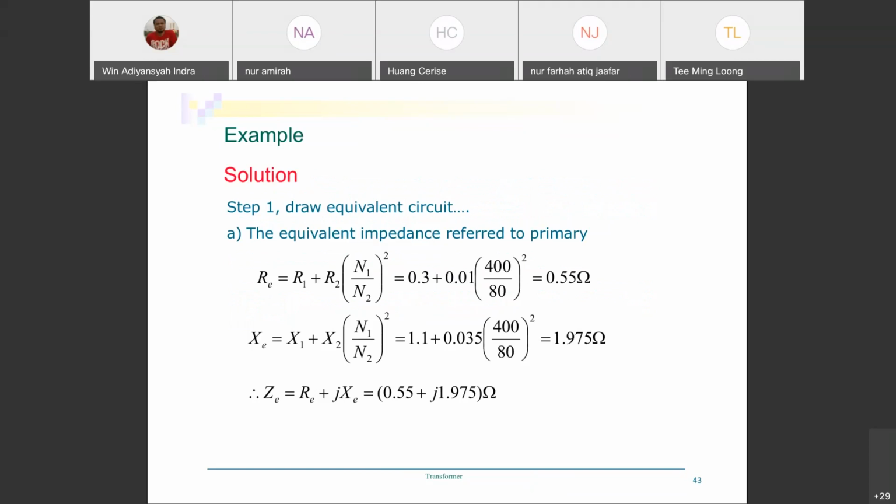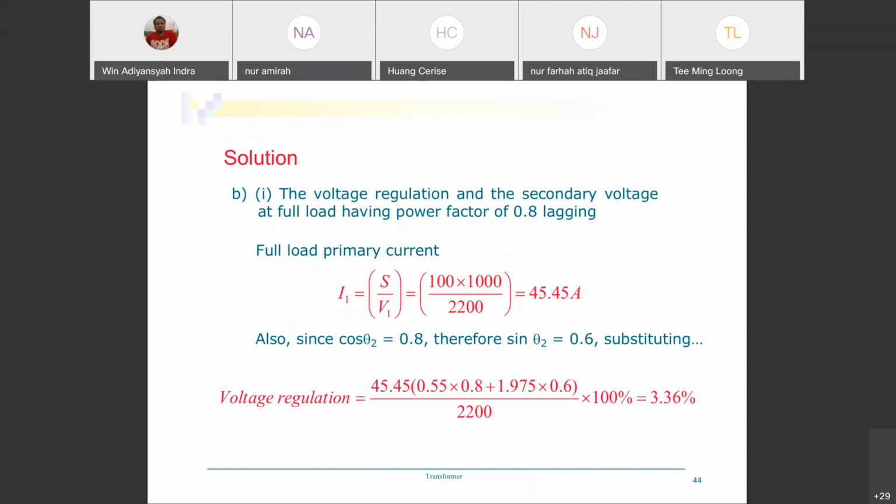Using N, R equivalent and X equivalent. So Z impedance is basically R plus JXE. Okay. So you get that one, and the second one asking for the voltage regulation. Okay. And the secondary voltage. And the secondary voltage at full load having power factor of 0.8 lagging and 0.8 leading.